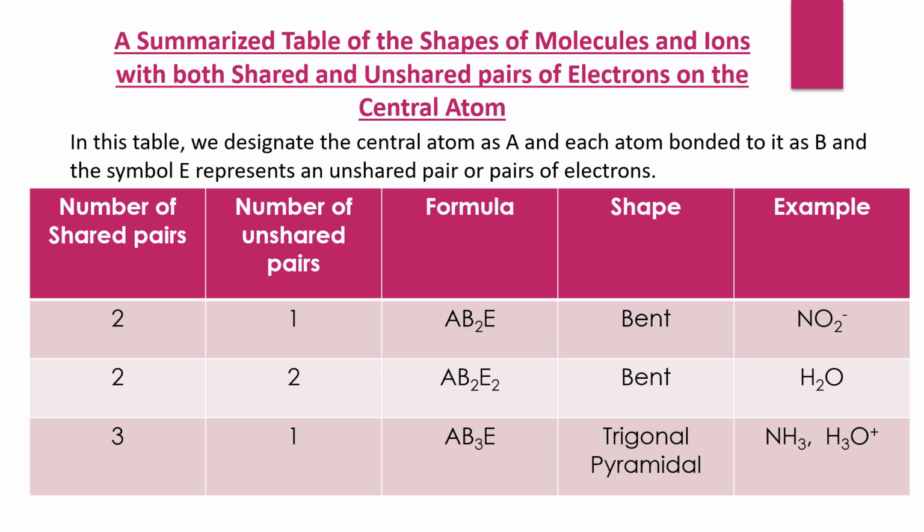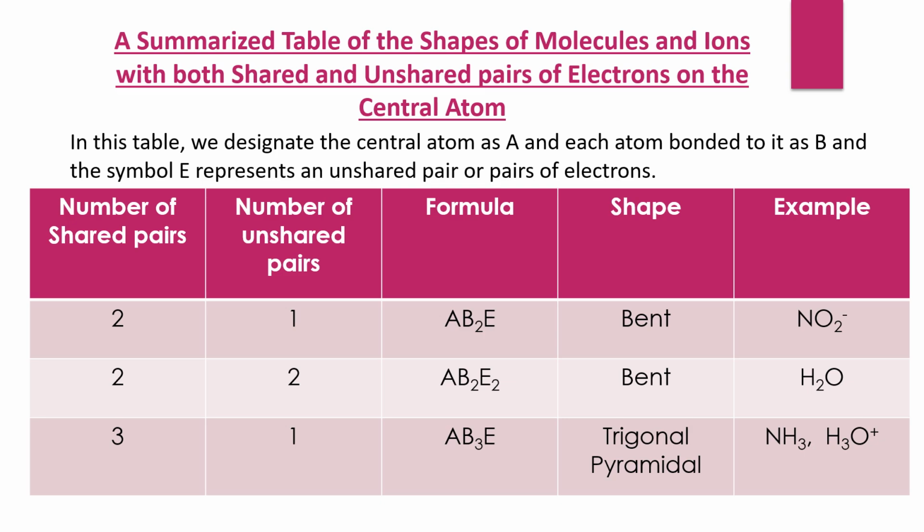On this slide, a summarized table of the shapes of molecules and ions with both shared and unshared pairs of electrons on the central atom is given. In this table, we designate the central atom as A and each atom bonded to it as B, and the symbol E represents an unshared pair of electrons. Number of shared pairs of electrons 2, number of unshared pairs of electrons 1, formula AB2E, shape bent, example NO2 minus. Number of shared pairs of electrons 2, number of unshared pairs 2, formula AB2E2, shape bent, example H2O.